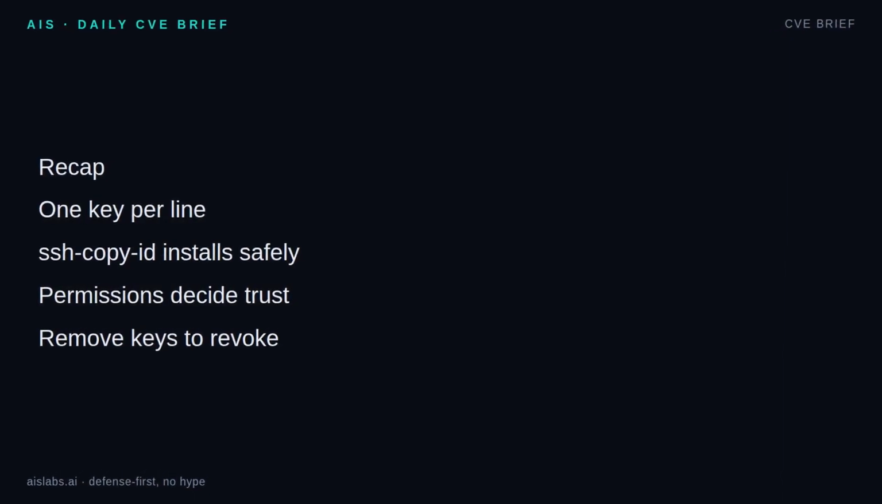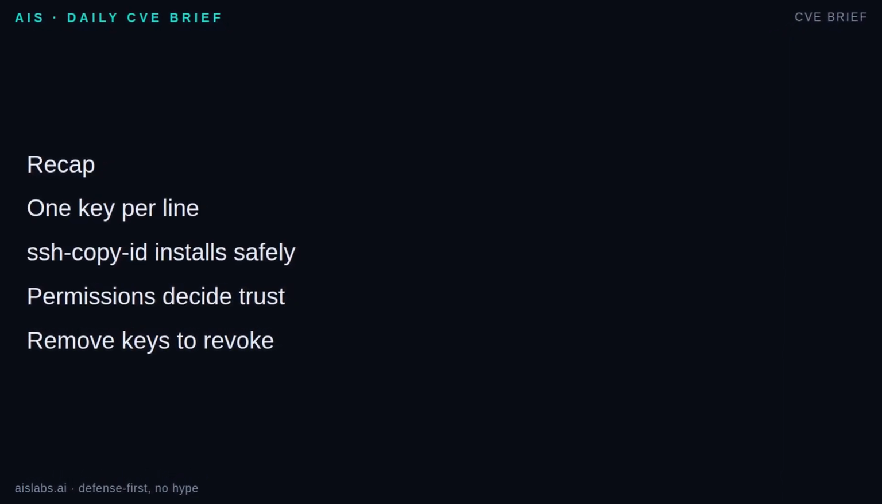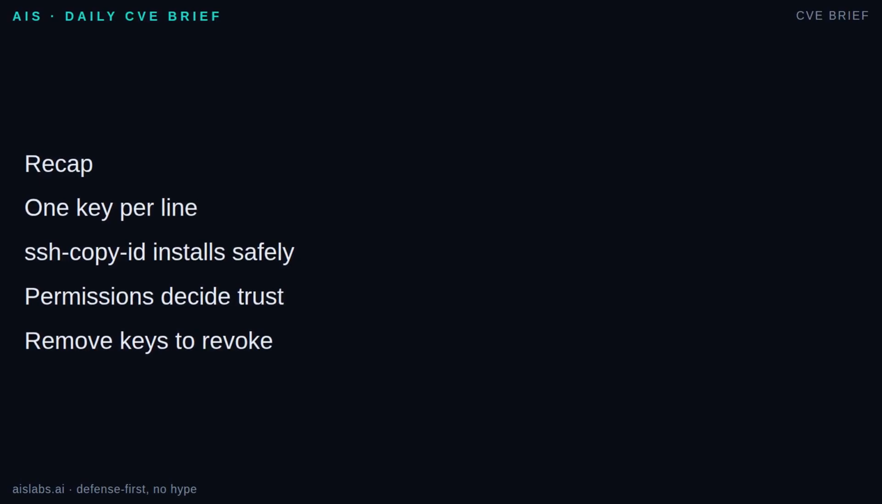Three beats to keep. First, authorized keys is a per-account allow list, and each public key belongs on one complete line. Second, ssh-copy-id is the normal safe way to install your public key, because it creates the right remote structure and appends instead of making you paste by hand. Third, permissions and ownership are part of the security decision. Use 700 on .ssh and 600 on authorized keys as your baseline. Remove old public key lines when access should end.